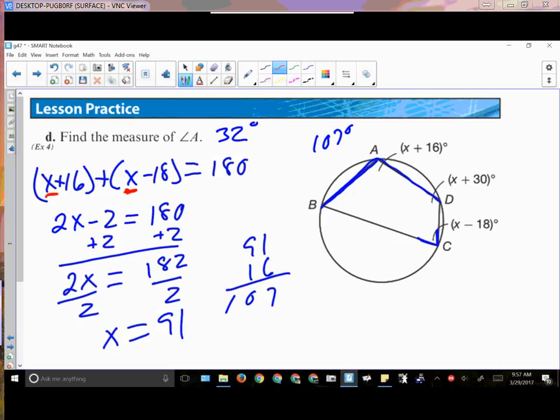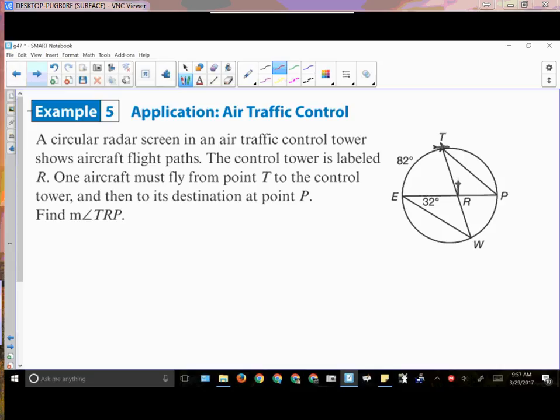So let's try this. A circular radar screen in an air traffic control tower shows an aircraft path. The control tower is labeled as R. One aircraft must fly from point T to control tower R, and then on to the destination at point P. So what I want to do here is figure out what all of these possibilities are, because the one I am looking at is right here. That's the angle I want to get to.